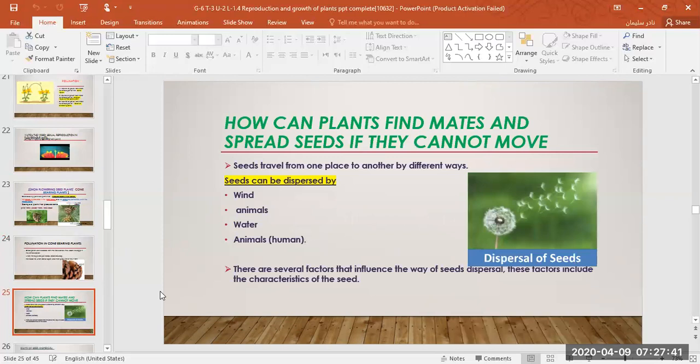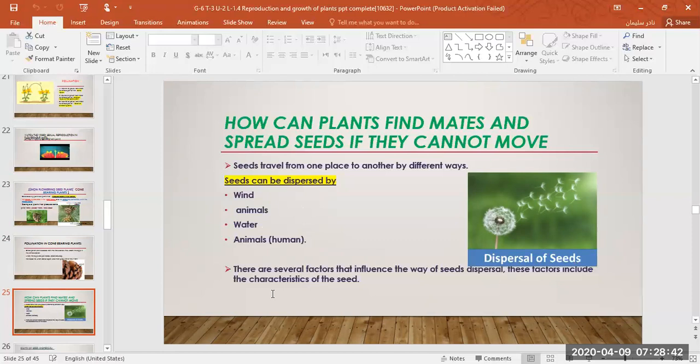Now, if we speak about after formation of seeds, seeds are the parts that will grow into new plants, right? All of you know this. Now, how can seeds be spread? How do seeds ensure successful reproduction? And how do they grow into new plants? How do they spread from the parent plant to another place in order to grow into new plants? As you know, seeds travel from one place to another by different ways. Seeds can be dispersed by wind, or by animals, or by water, or by humans.